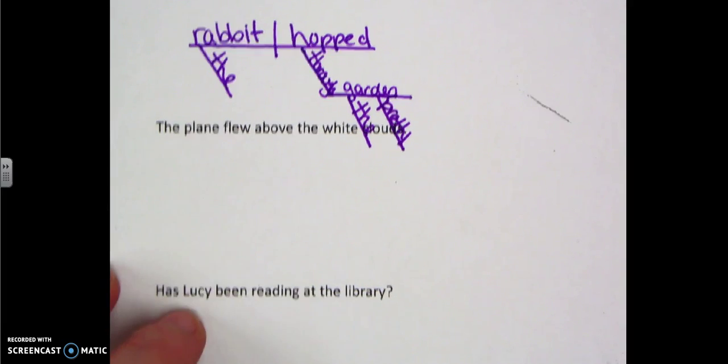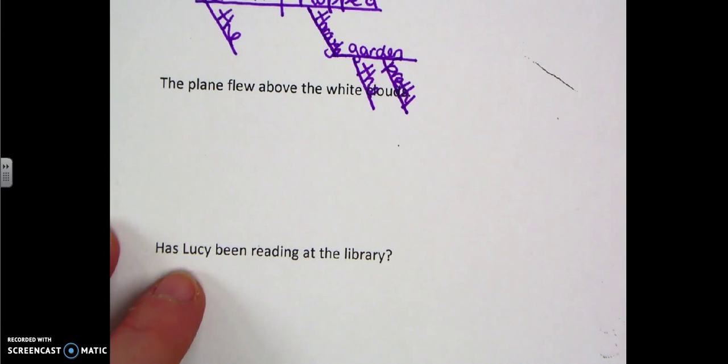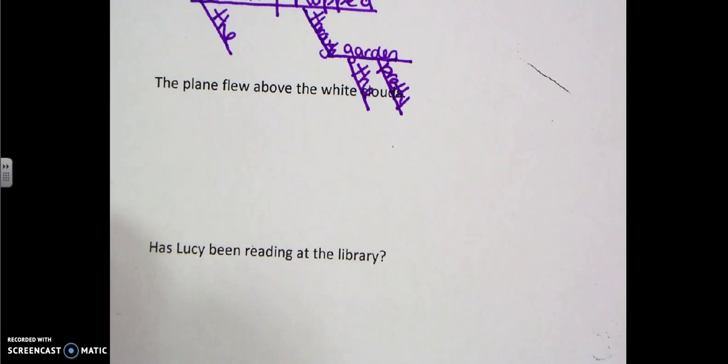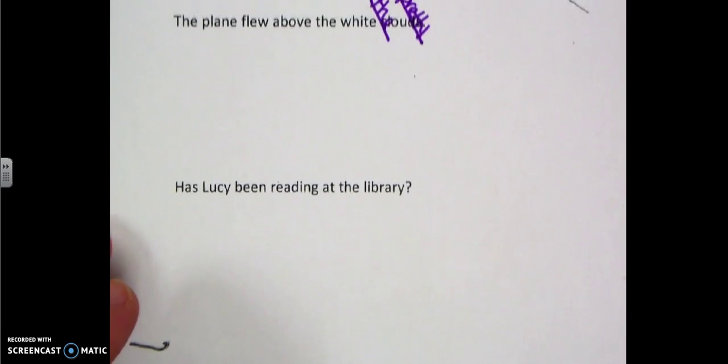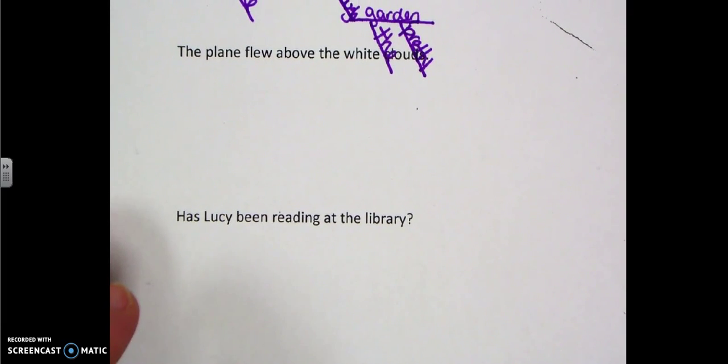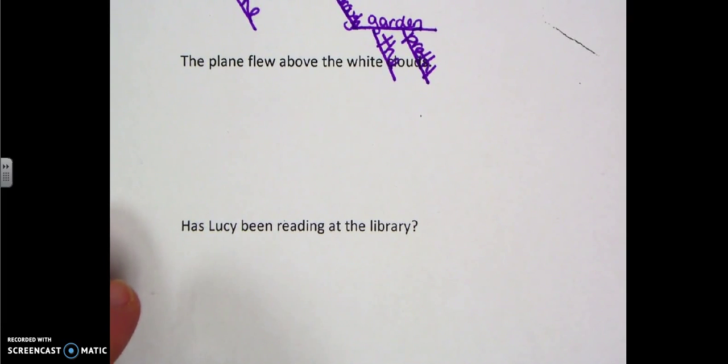All right. The second one there, the plane flew above the white fluffy cloud. And has Lucy been reading at the library? Go ahead and try those two on your own. I will give you a hint though. Both of those are working as adverbial phrases. I want you to be able to see why both are working as adverbial phrases though.